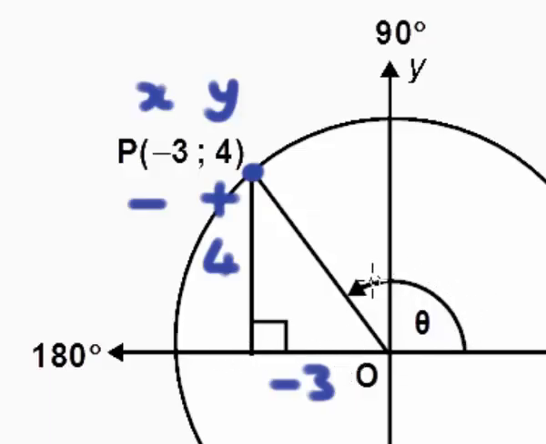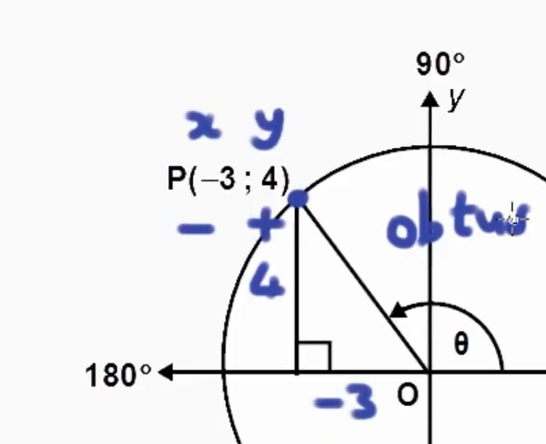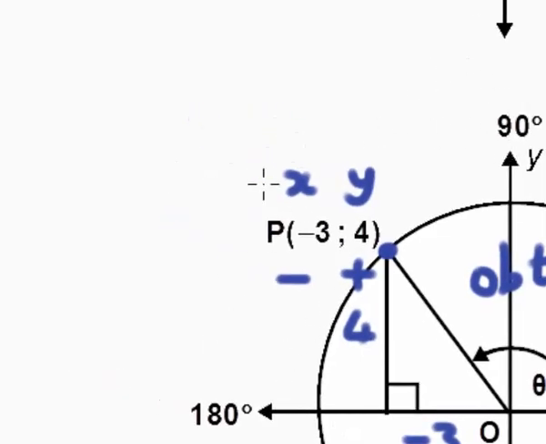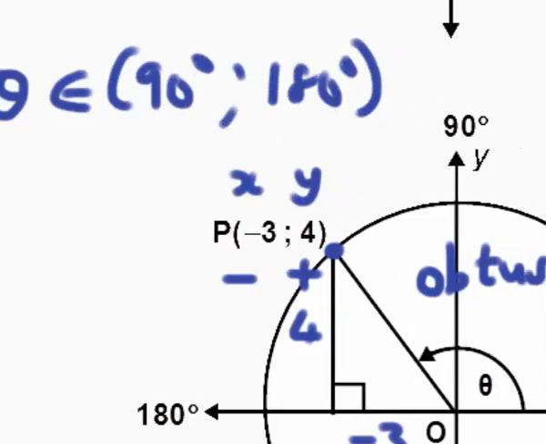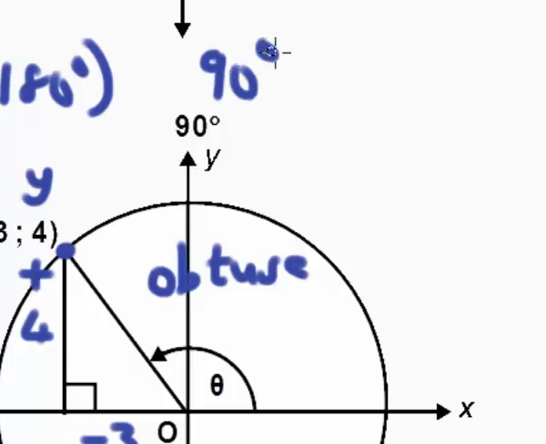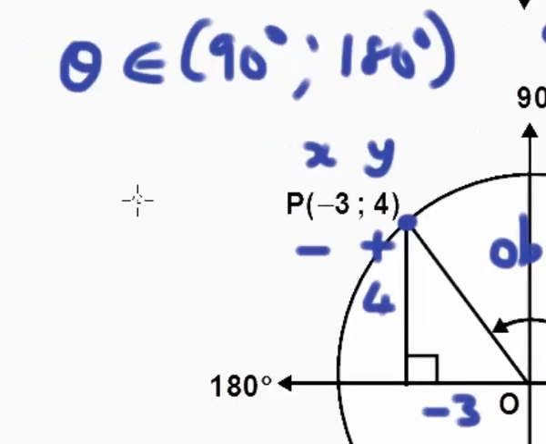Now notice your angle is what we call obtuse. Okay, it's an obtuse angle, if you remember that word. And an obtuse angle would lie from 90 to 180. So you could say that the angle could lie from 90 to 180, or you can write it like this: 90 less than theta less than 180. So this is what we call the second quadrant.